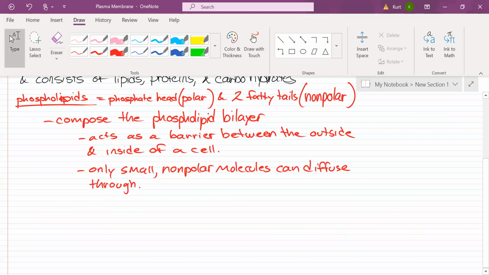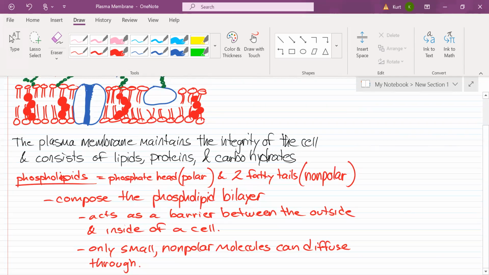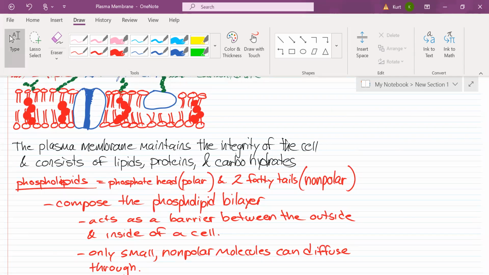Now, moving on. Phospholipids are not just stuck in place. And I want you to use your imagination. I want you to think of a pool. And I want you to think of the pool surface, the water surface, covered in flowers. And the flowers are just floating on the pool. Are those flowers going to stay in one spot, or are they going to move around the pool? They're going to move around.